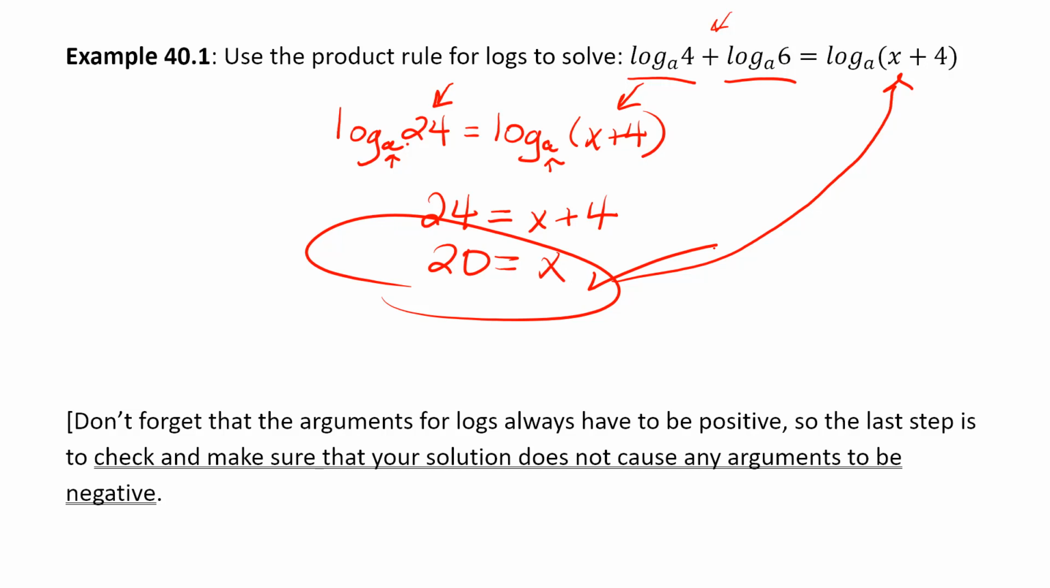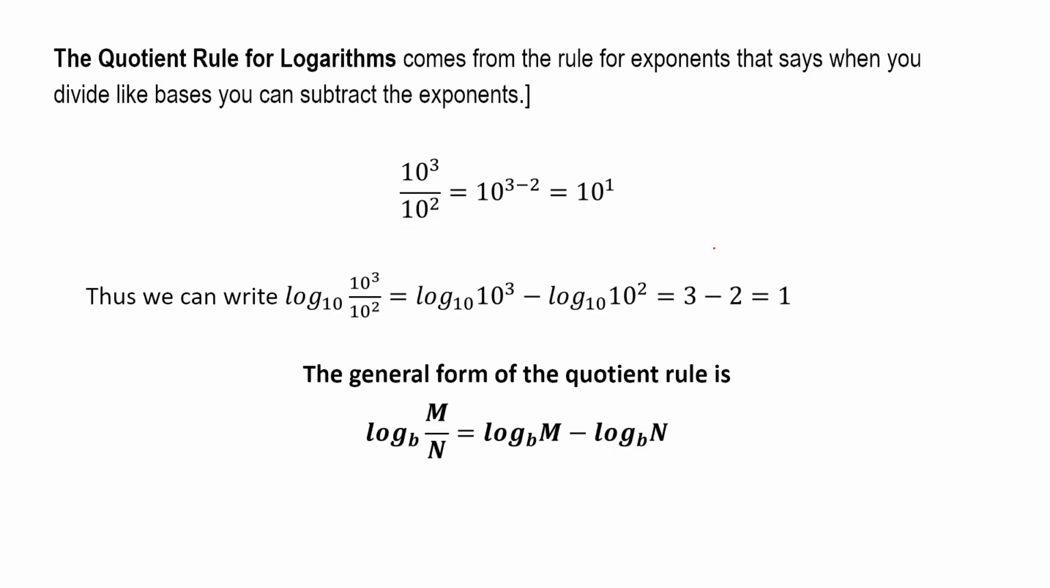So, moving on. The quotient rule for logarithms comes from the rule for exponents that says when you divide like bases, you subtract the exponents. So 10 cubed over 10 squared is 10 to the 3 minus 2, which is 10 to the first. So we could write the exponent you put on 10 to get 10 cubed over 10 squared is the same as the exponent you put on 10 to get 10 cubed minus the exponent you put on 10 to get 10 squared. 3 minus 2, which is 1.